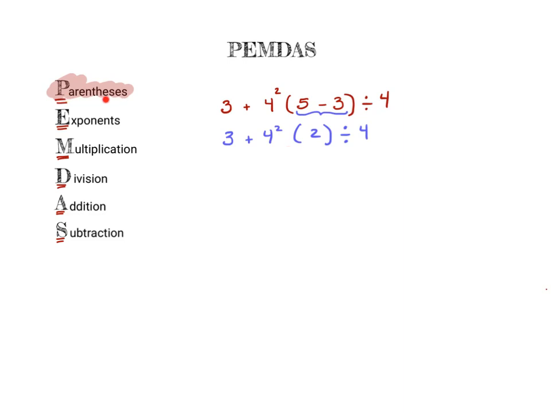So we've done the first thing. We've worked inside the parentheses. We've done everything we could. Now we have to deal with any exponents. Well, here we've got a 4. That 4 is squared, so that's 4 times 4. So we continue to work the problem, and we'll change that 4 squared to a 16.